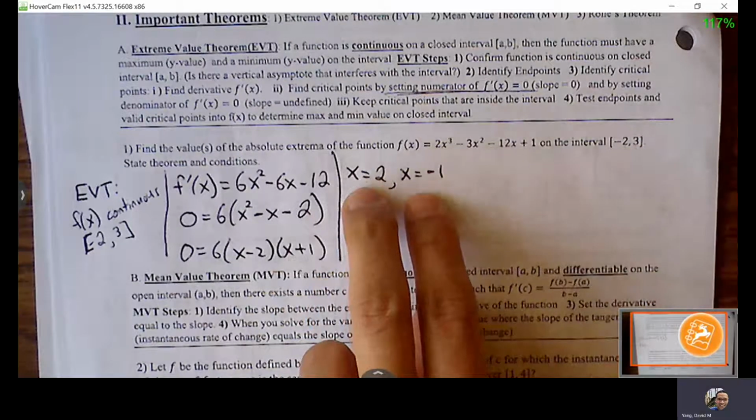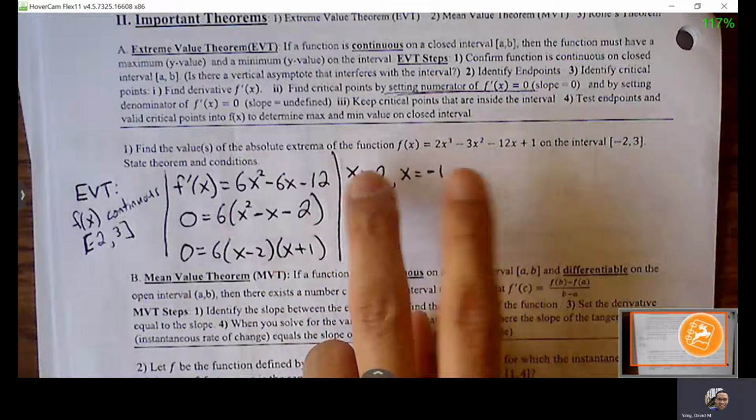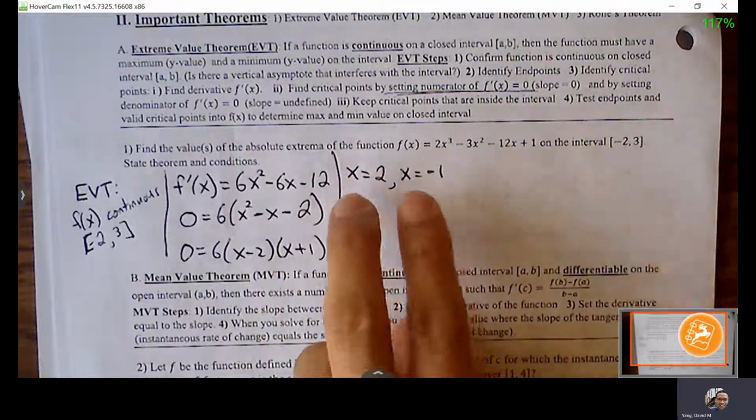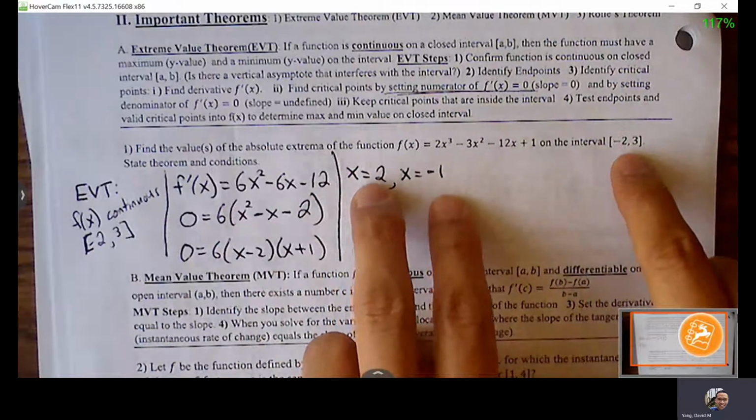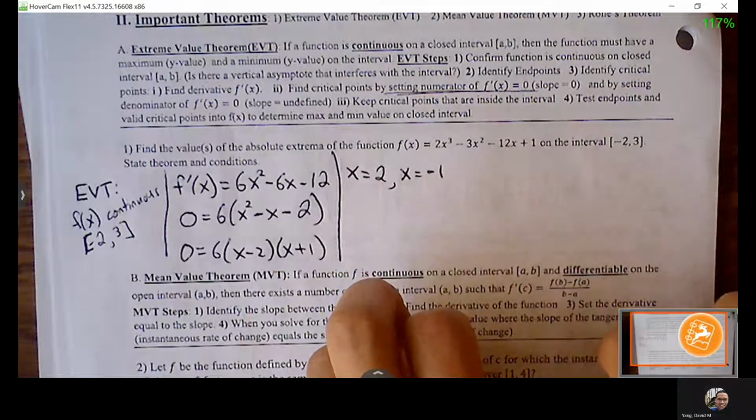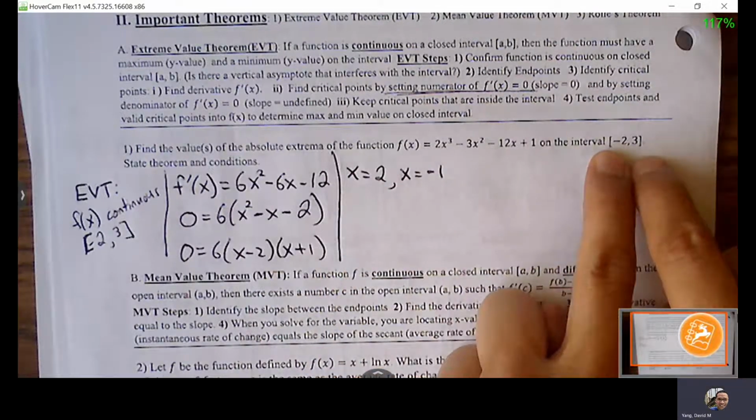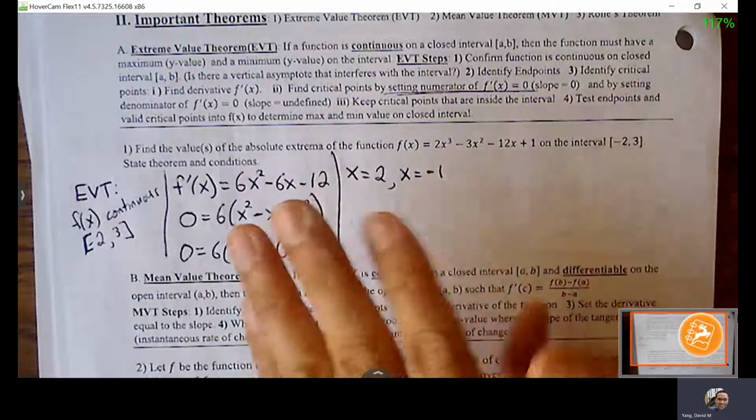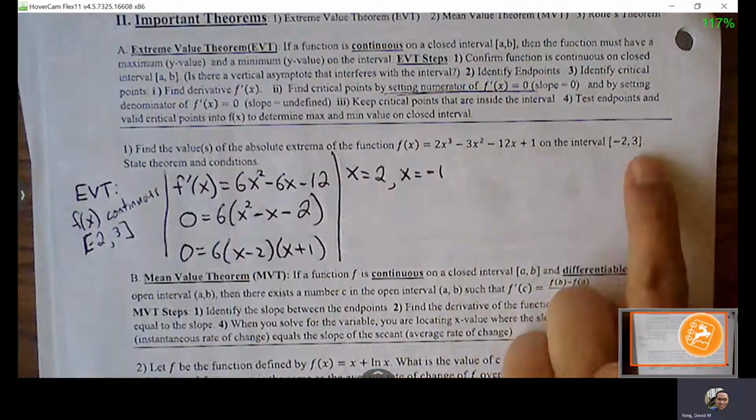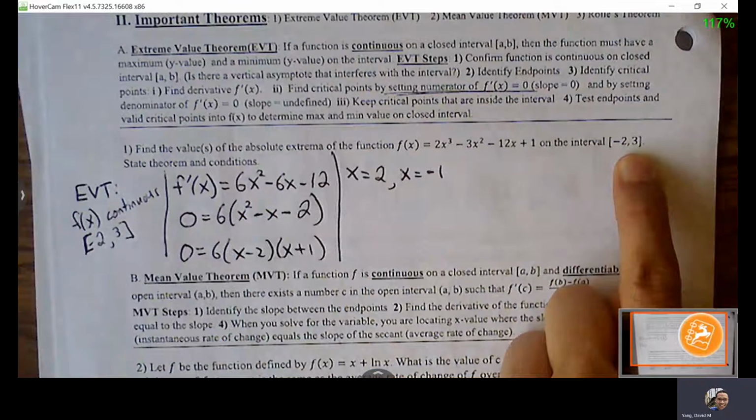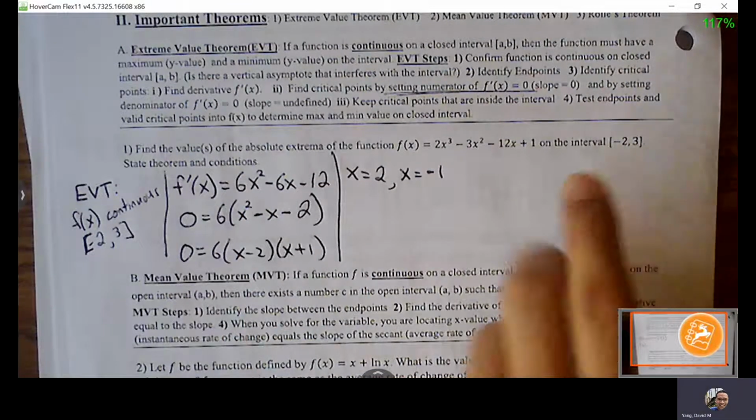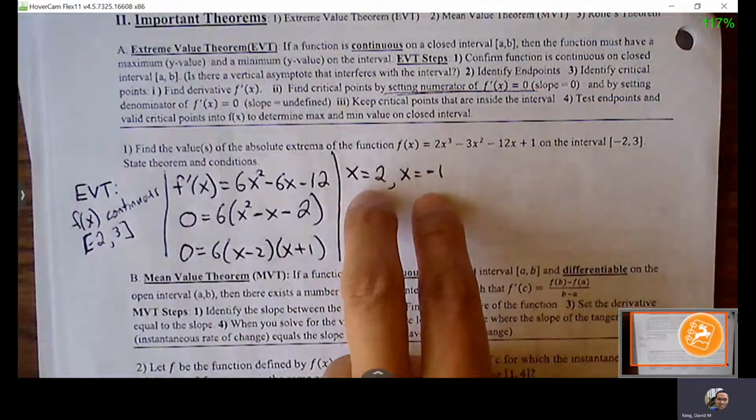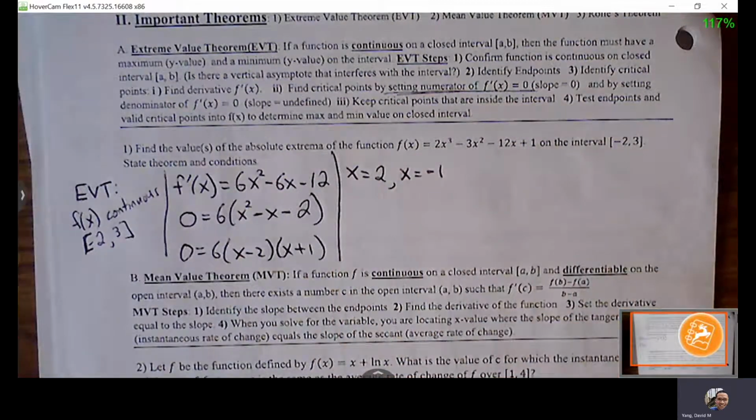What if both critical points are outside the interval? What if all critical points are outside the interval? Does that mean that EVT fails? Okay, so all that means is if your critical points don't fall inside the interval, if none of them do, EVT still applies. It just means that you only have to worry about testing 2 endpoints. So you may or may not have critical points to test depending on if they land inside the interval or if you find any.